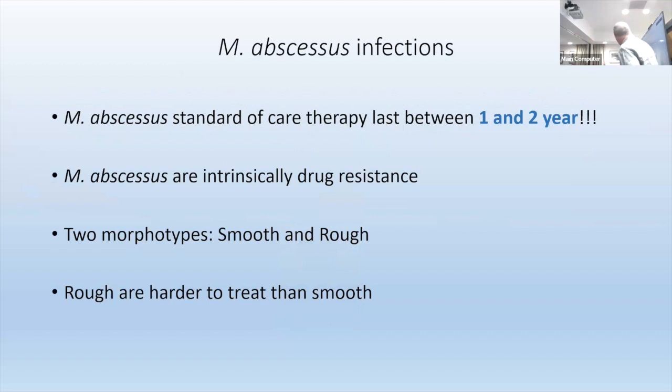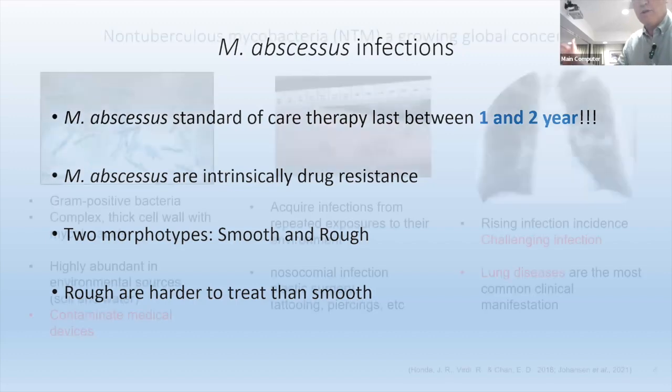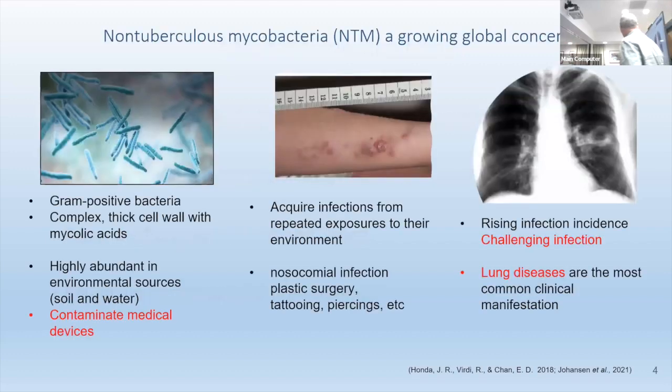One thing that we often overlook is that you have two morphotypes, the smooth and the rough. The rough is much harder to treat than the smooth morphotype, and this will become more clear. Most of the infections we see in Asia happen to be pulmonary infections in non-cystic fibrosis patients. In the West, most of the reports of Mycobacterium abscessus pulmonary infection are in cystic fibrosis patients.